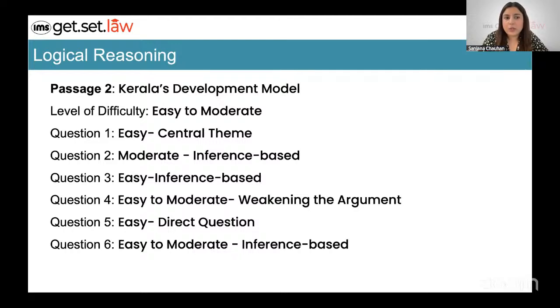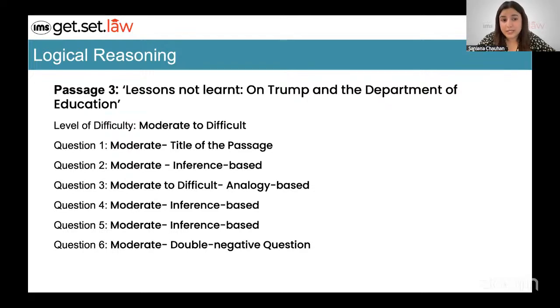We'll now focus on the third passage, which according to me has been labeled as moderate to difficult. Even when I was going through the passage, solving these questions correctly took me slightly longer compared to the time it takes me to solve the other questions. It talks about lessons not learned on Trump and the Department of Education. The first question is of a moderate level.